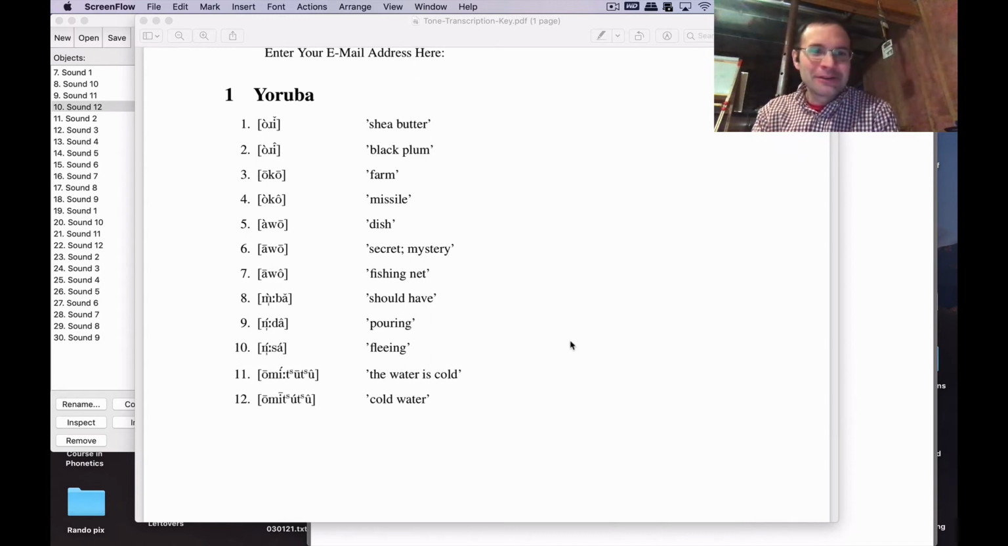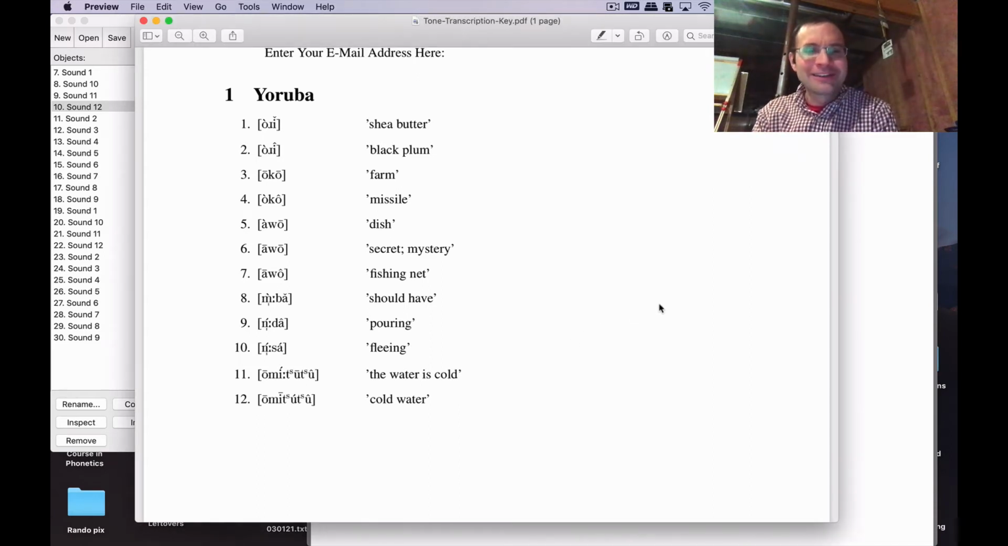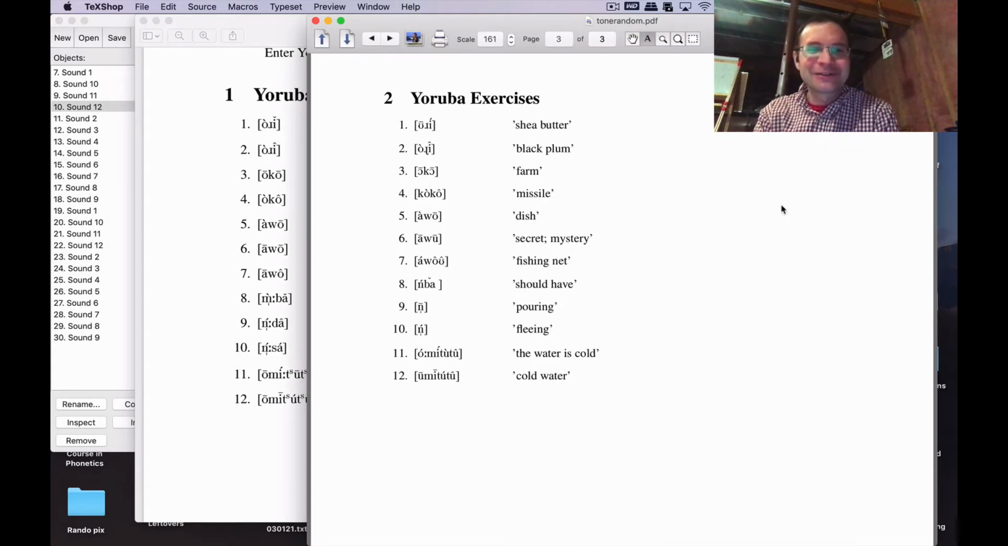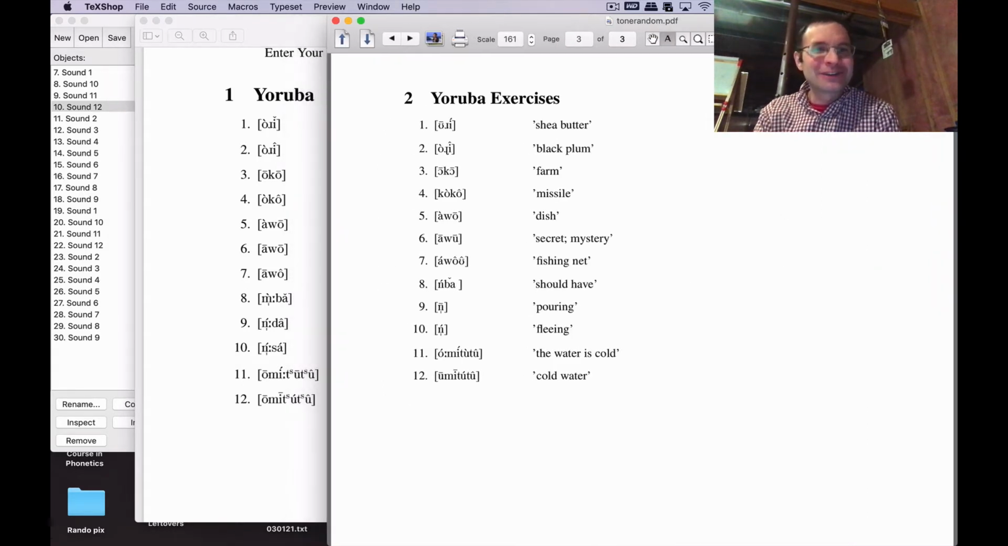I want to talk about the Yoruba tone transcription exercise. I don't know which one I said there, but I think the stress is supposed to go on the second syllable. Anyways, we're not really talking about stress here, though. We're talking about tone. We're talking about register tone in Yoruba, which has high, mid, and low tones, and then also falling and rising.